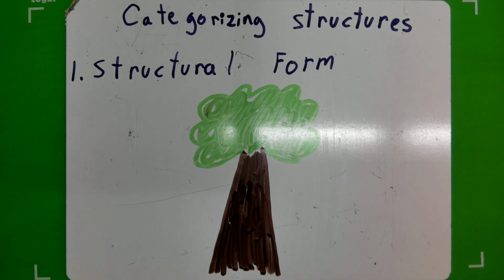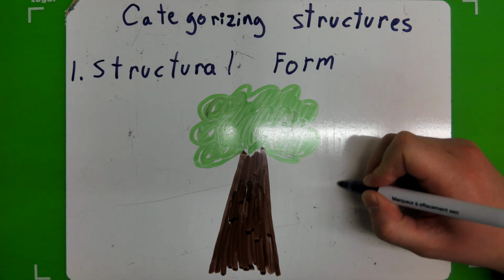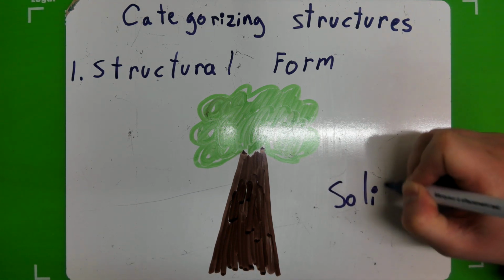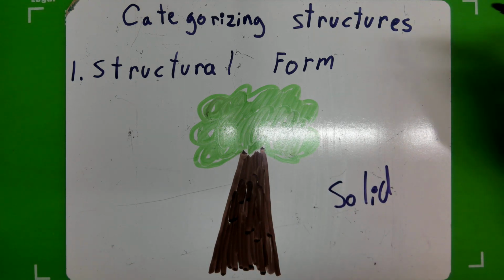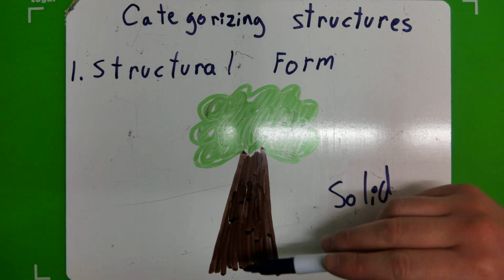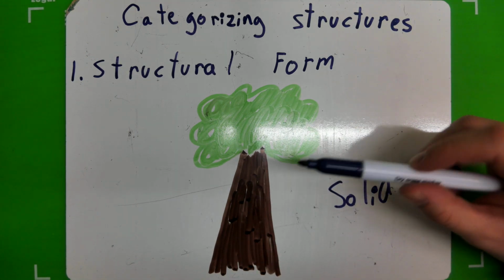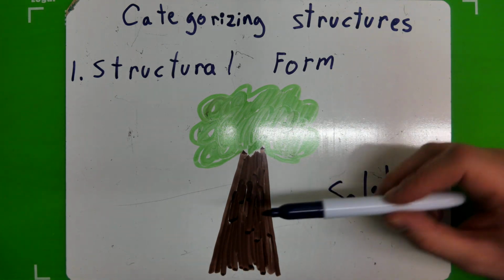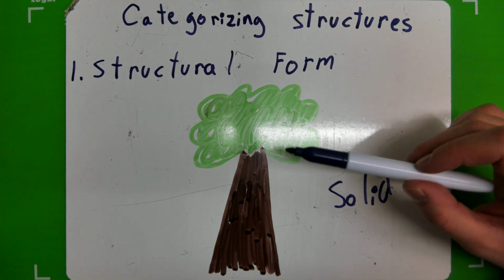Today we're going to see how we can categorize structures. So we can start by categorizing structures by their structural form. For example, this tree here is what we call a solid structure. The tree trunk, more precisely. That's because the tree trunk is completely full inside. It holds its own weight by being completely full.